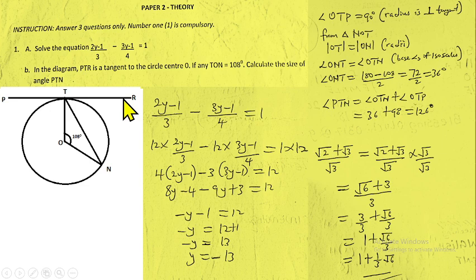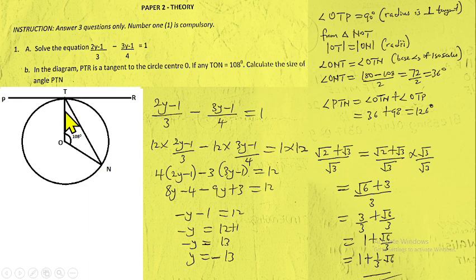Now question number 1b is on circle geometry, but the diagram given is not well drawn. So I took the liberty to draw the diagram very well. So this is the correct diagram. If you compare the past question to this, you can see that this one is very clear. The diagram is very descriptive now, compared to what was given. In the diagram, PTR is a tangent to the circle center O. If angle TON is 108 degrees, calculate the size of angle PTN. Angle PTN, that means the angle from here to here.